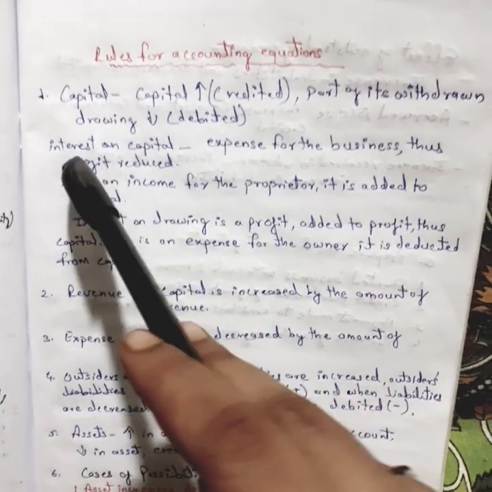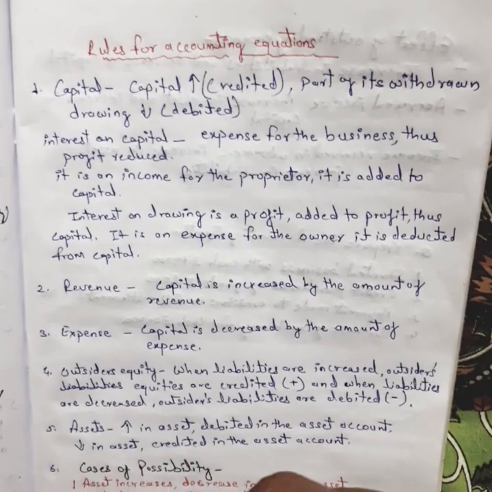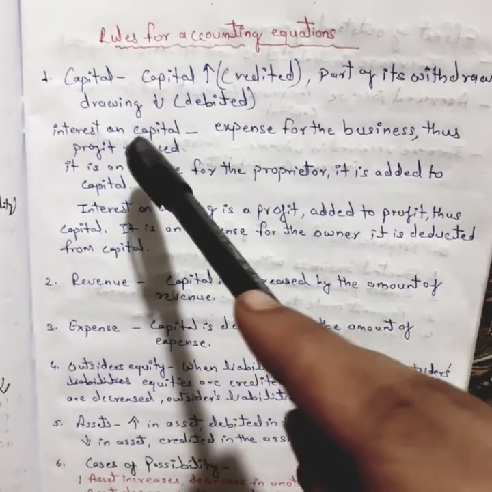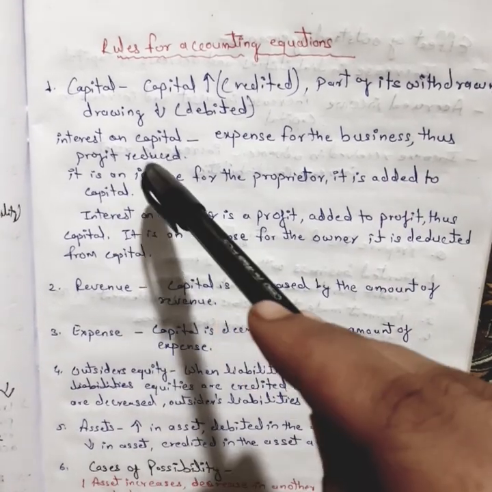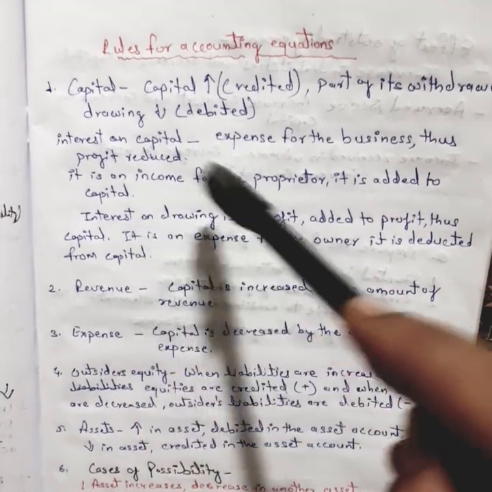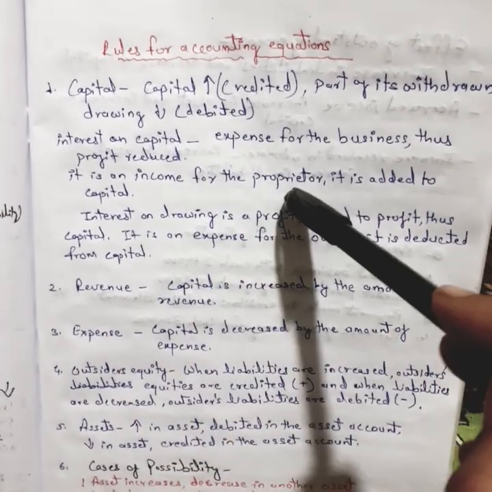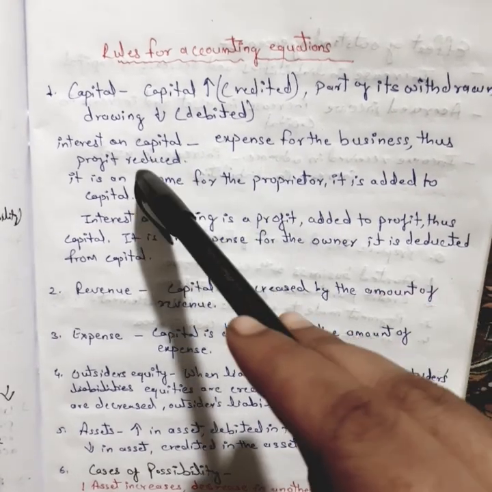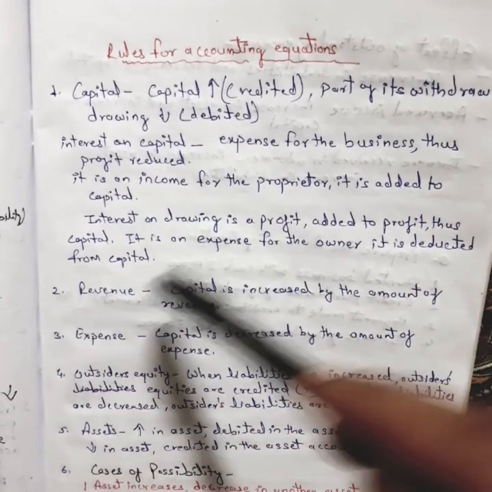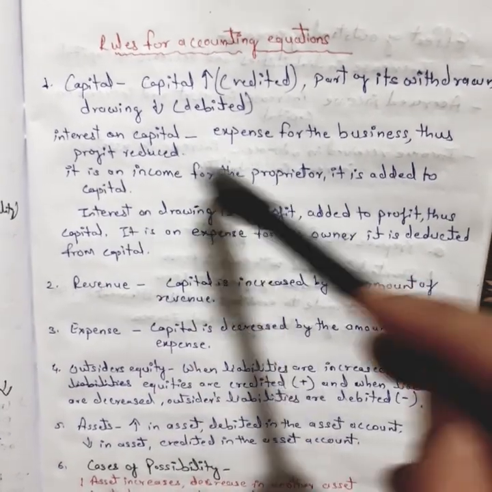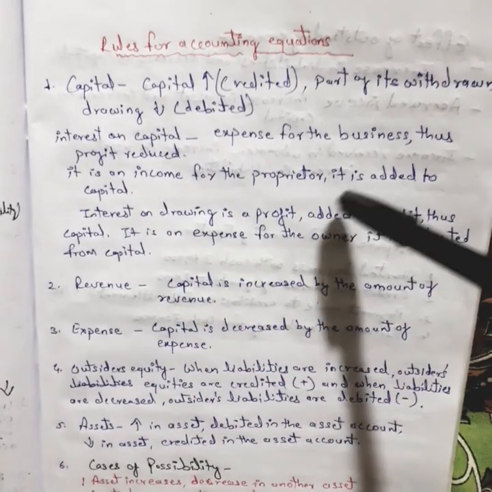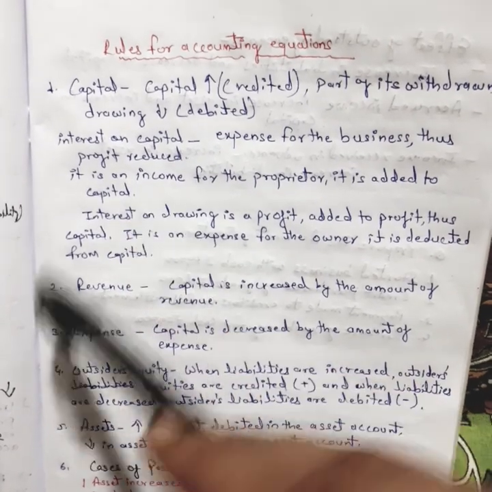Similarly, relating to capital, if interest on capital is given in the question, how do you have to treat it? Interest on capital is an expense for the business, therefore, from the business point of view, profit gets reduced. Whereas, from the other point of view, from the proprietor, as you are aware now that business and proprietor are two different entities, right? So from the proprietor's view, it is an income, hence, it is added to the capital.